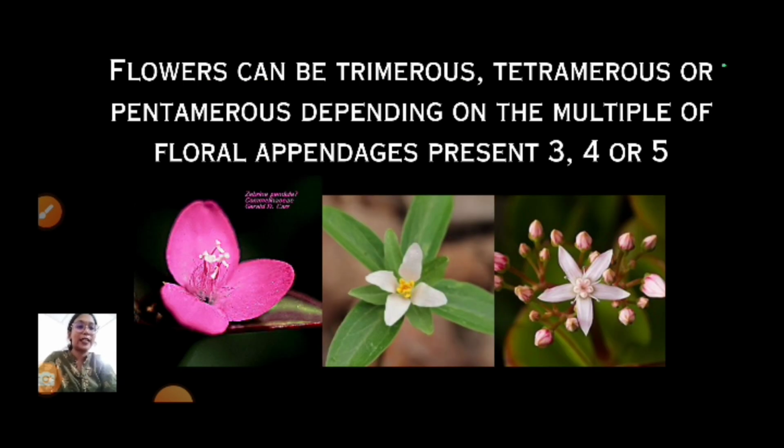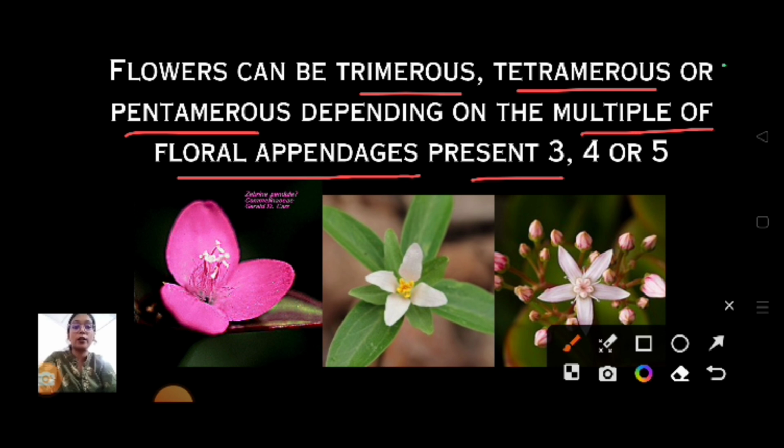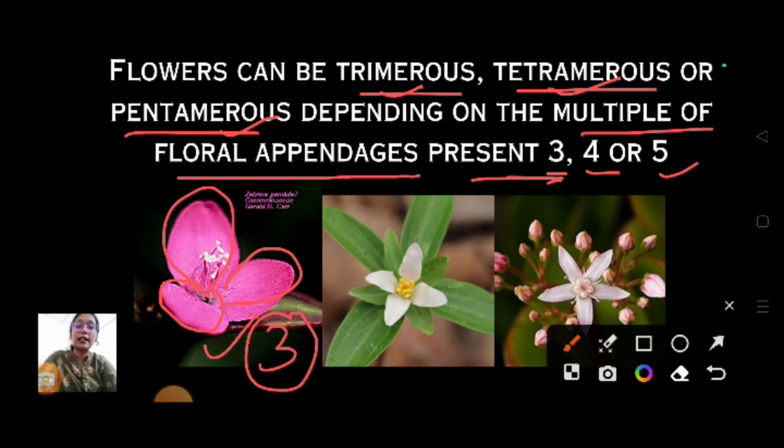Okay, then moving on to the next slide. Flowers can be trimerous, tetramerous and pentamerous depending on the multiple of floral appendages present, means depending upon the number of petals present in the form of 3, 4, 5, we can name it as trimerous, tetramerous and pentamerous. Suppose we have a flower which is having 3 petals, like in this case 3 petals we can see. Then we name this flower as trimerous flower.